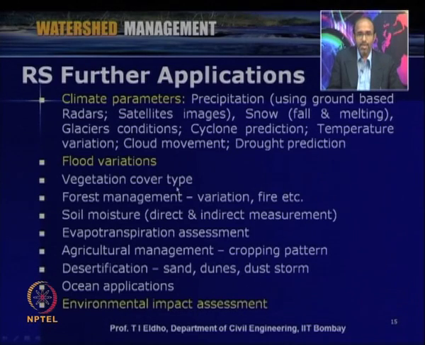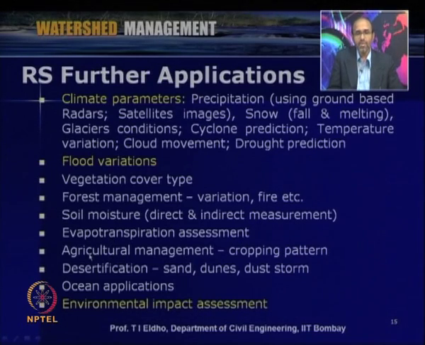And then vegetation cover type. Then huge applications are there in forest management. So how the forest is spread at a particular time, and how the variation takes place with respect to time, for example in winter, summer, or from year to year, we can easily obtain from remote sensing. And then we can even identify forest fire. Then we can identify soil moisture using remote sensing, either directly or through indirect measurements. Then evapotranspiration assessment can be done.